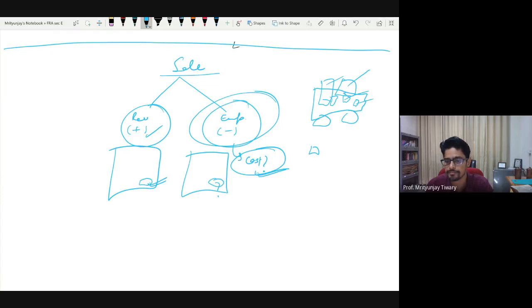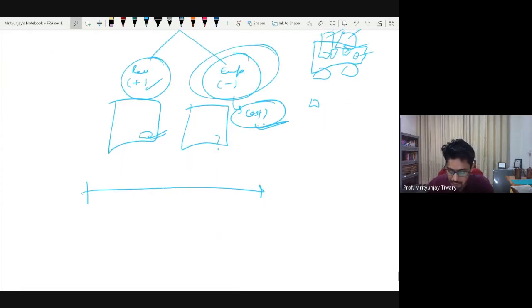Problem samajh aa gaya? Now let us see how we address this problem. In real life, this is how we address it. When a sale happens and we want to record it, we will only record the revenue part. We'll simply ignore the expense part.